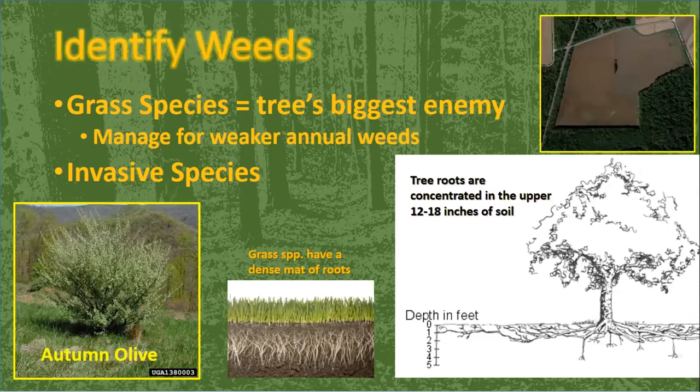So when you have that dense layer of grass roots on top of tree roots, when we get just a little bit of rain, the grass gets all that rain, and the tree's left without that. The grass is really intercepting a lot of the rainfall and taking up a lot of the nutrients before our trees can get it.